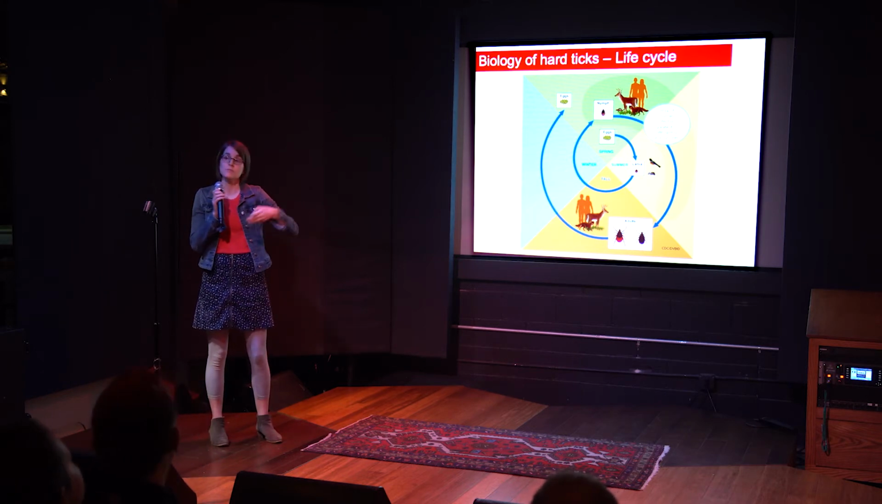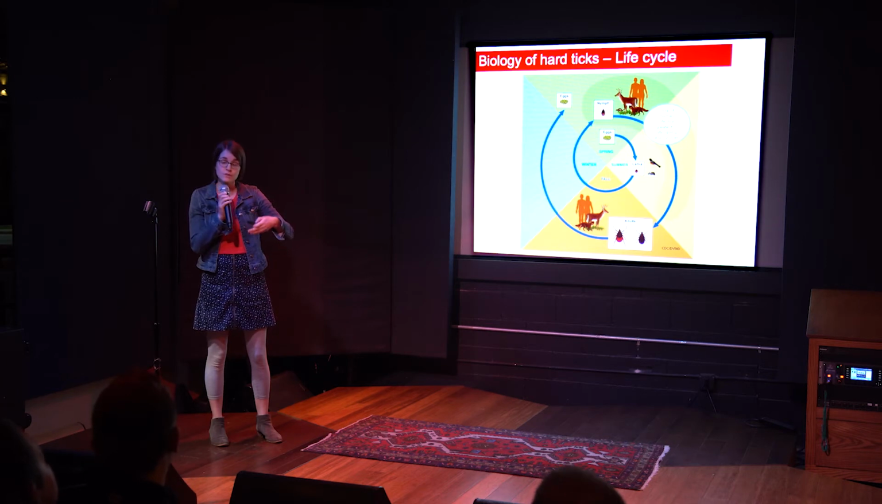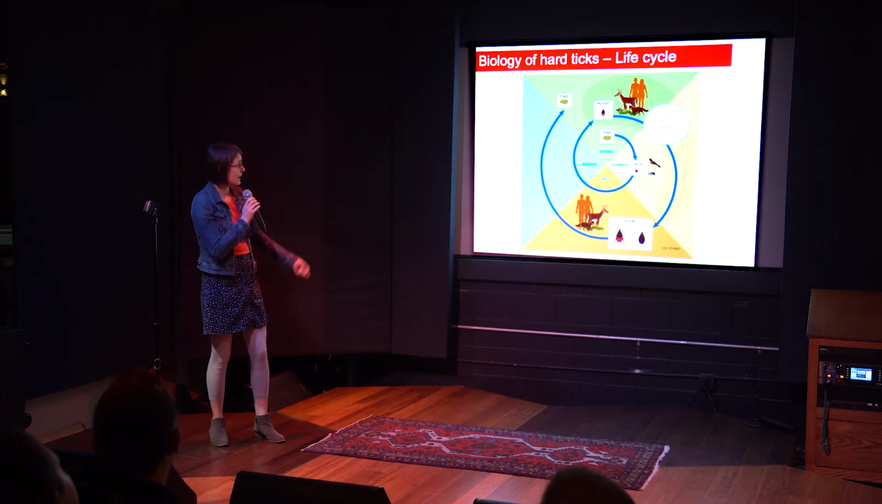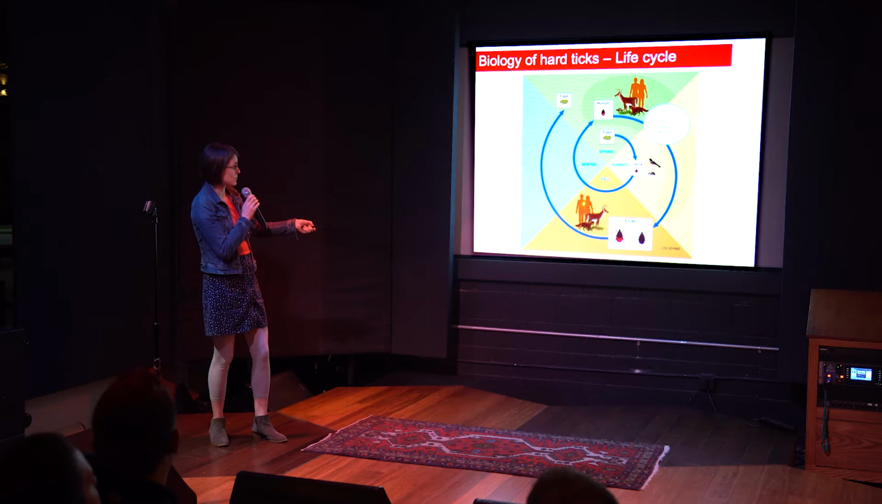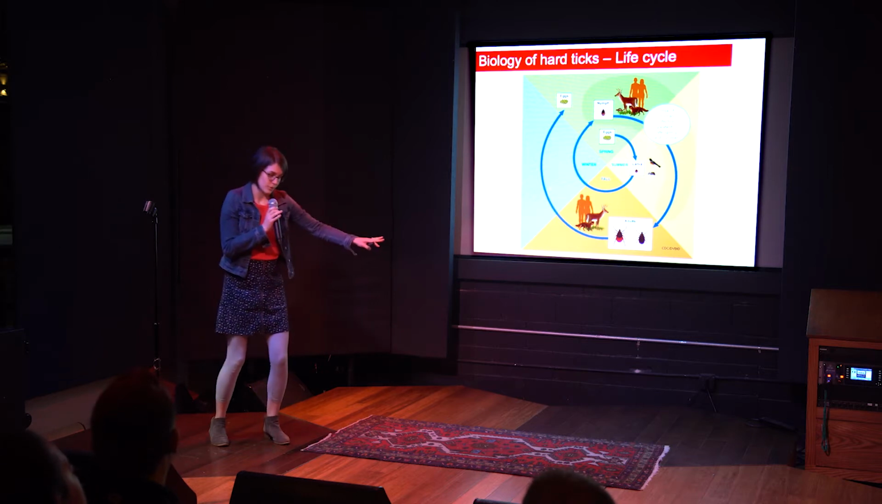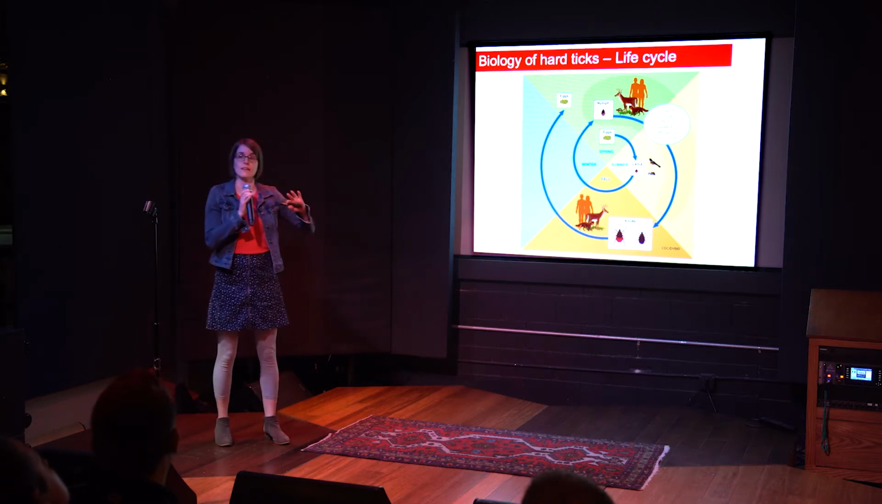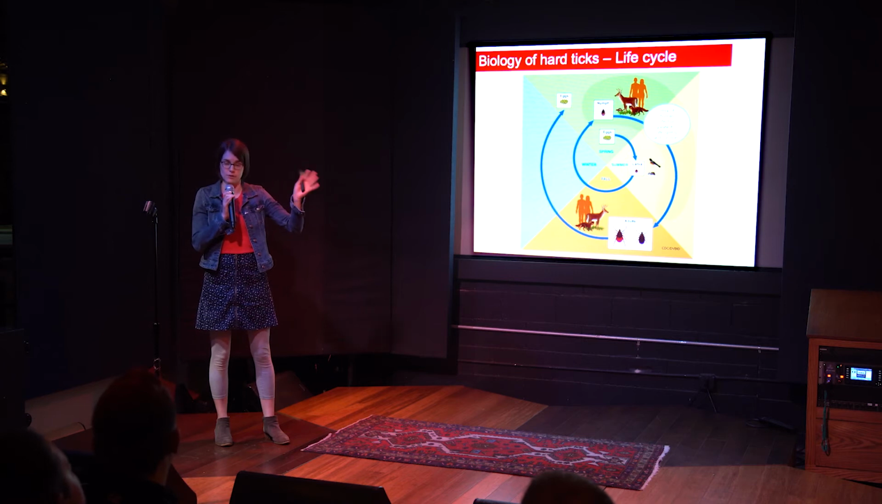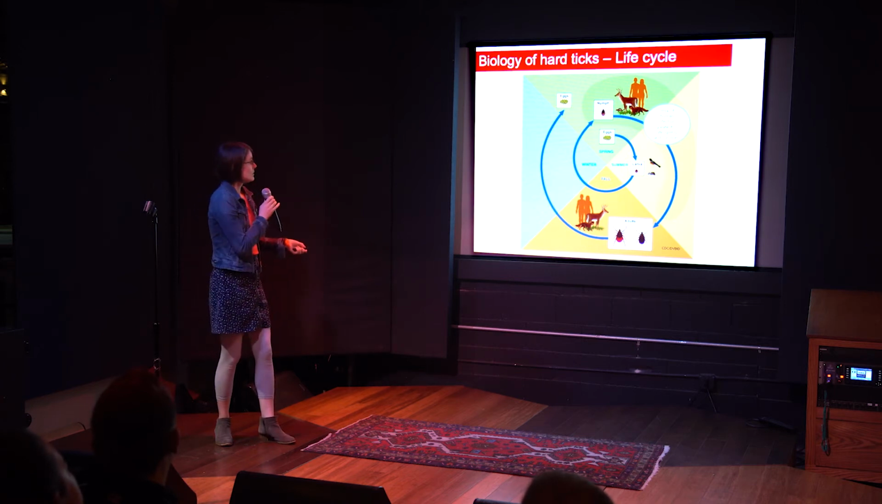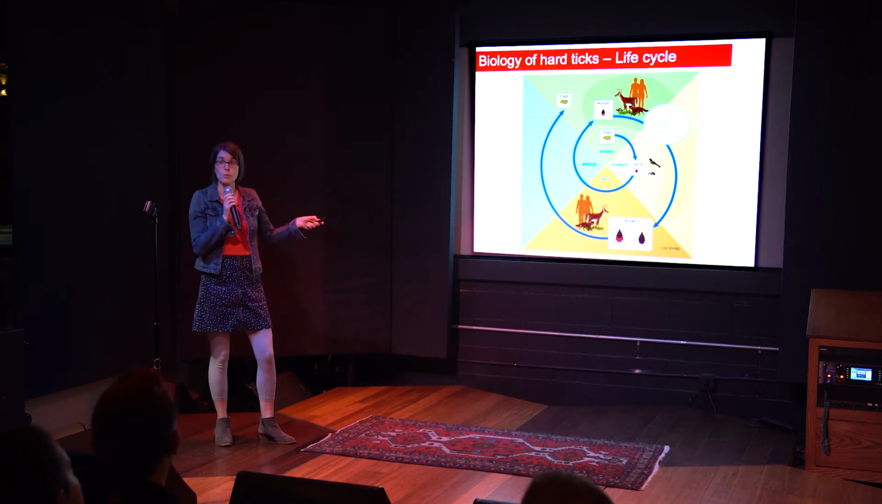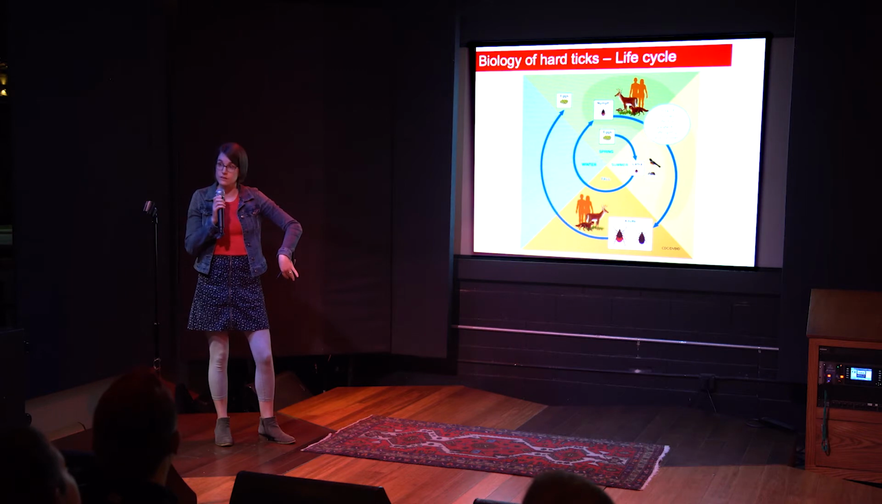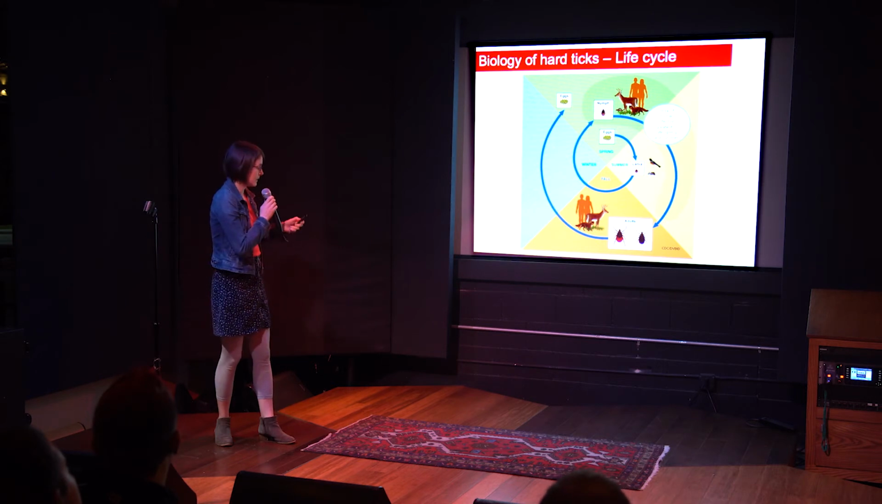Males and females find each other on the host. They usually mate on the host. Then they drop off. The males usually die. The females crawl away somewhere and hang out until the spring, and then they lay hundreds or thousands of eggs in the spring, each female. So, and if the nymph has the bacteria, it will also carry over into the adult stage. So the adults are also capable of transmitting Lyme-causing bacteria.